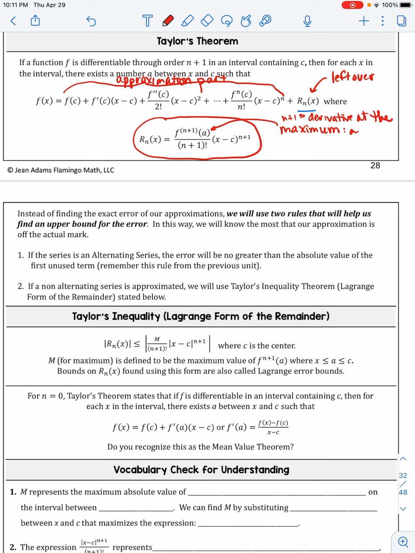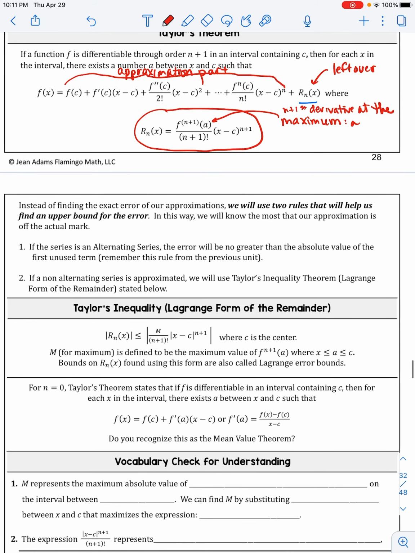And if a non-alternating series is approximated, we will use Taylor's inequality theorem, which is otherwise known as the Lagrange form of the remainder. So this is the Lagrange form of the remainder. The absolute value of the remainder is less than or equal to, there's our maximum that I was telling you about. Notice that that M is equivalent to our n plus first derivative at a. That's going to be your maximum.